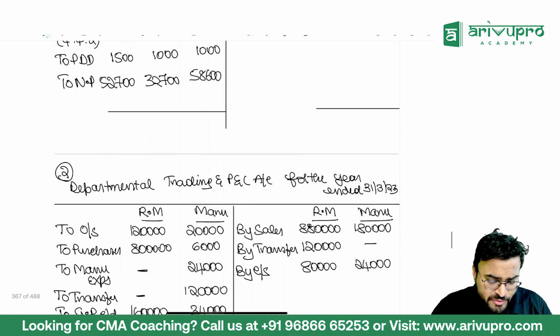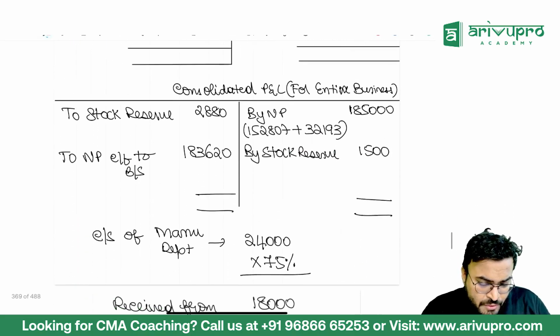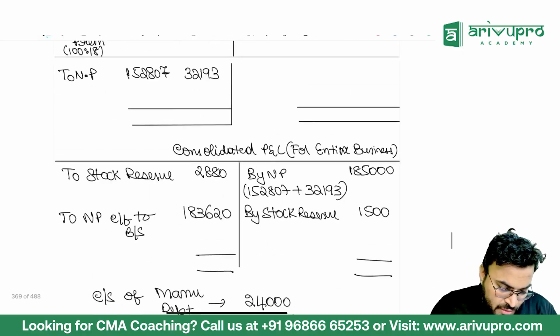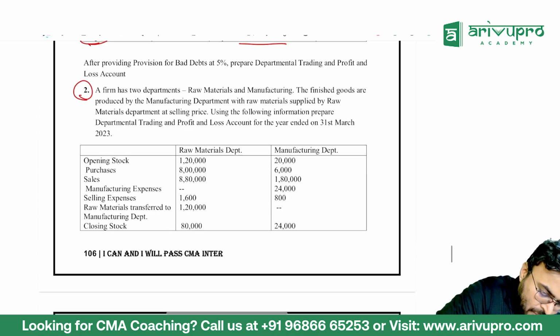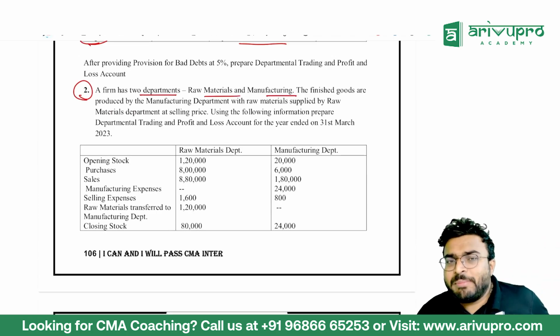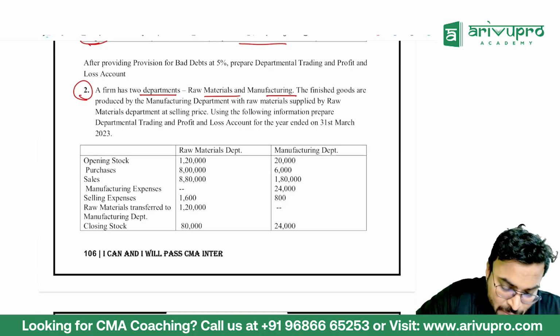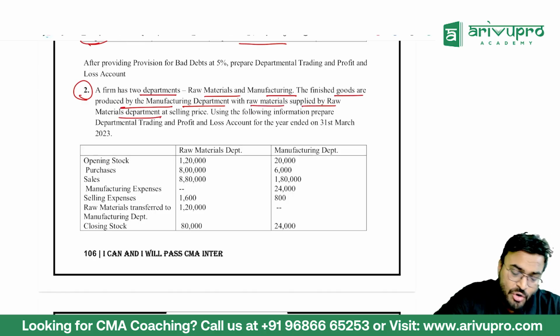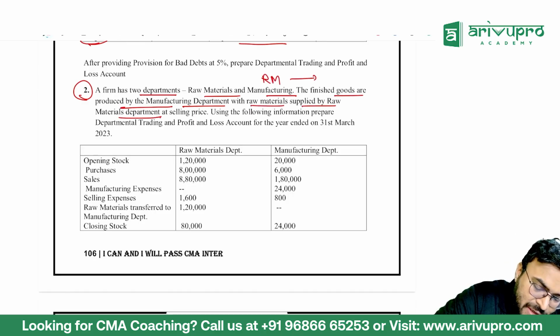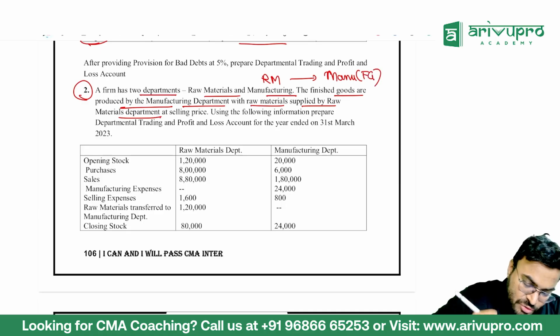Then you have to calculate gross profit, net profit and all that we know. Here we have the first time unrealized profit, or stock reserve concept, introduced. The firm has 2 departments, raw material and manufacturing department. The finished goods are produced by the manufacturing department with raw material supplied by the raw material department. So the raw material department will supply to the manufacturing department, and the manufacturing department will be the one manufacturing the finished goods.